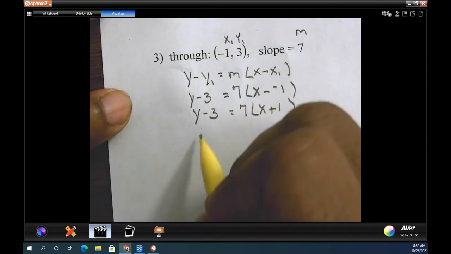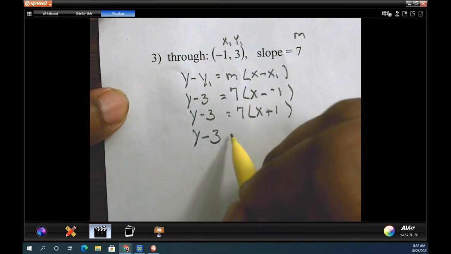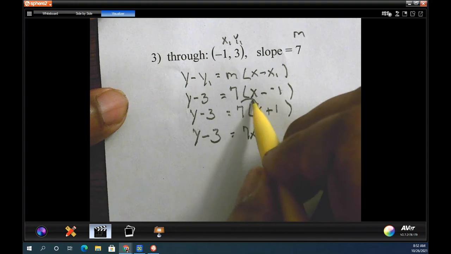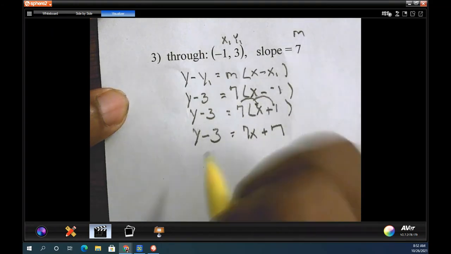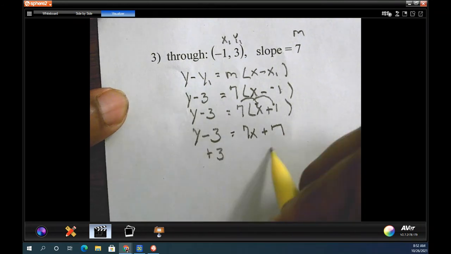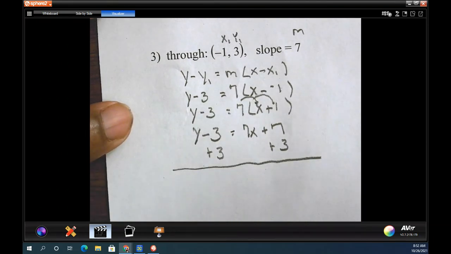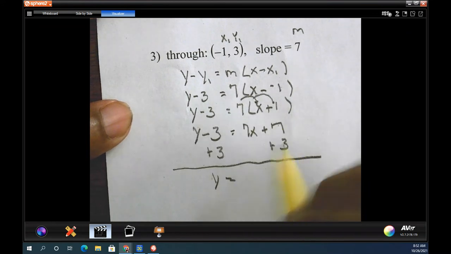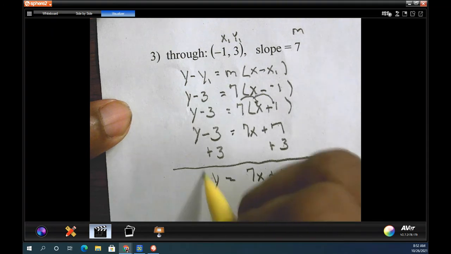Distribute. The left stays the same. y minus 3. 7 times x gives us 7x. 7 times 1 gives us 7. So all we have to do is move this 3, add 3 to both sides. All right, so we get y equals, what's 7 plus 3? 10. 7x plus 10. There's your answer right there.